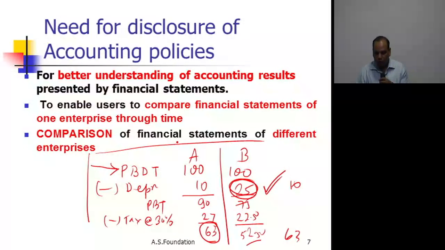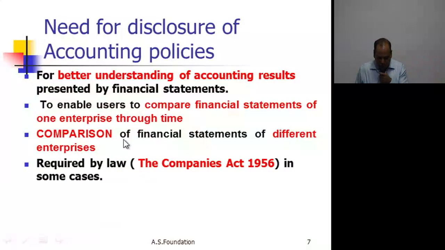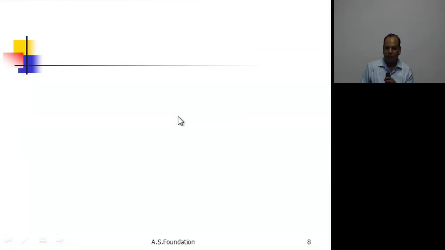So therefore, investors keep the accounting policy notes of different companies when they are comparing, to see the impact of difference in accounting policies. Disclosure of accounting policy is also required by the law. Companies Act makes it mandatory that you must follow accounting standards issued by ICAI. AS1 is issued by ICAI. So indirectly, the disclosure of accounting policy is backed by the law also.